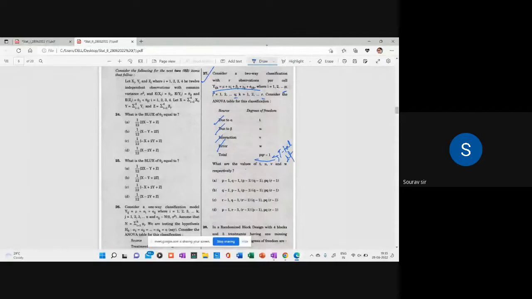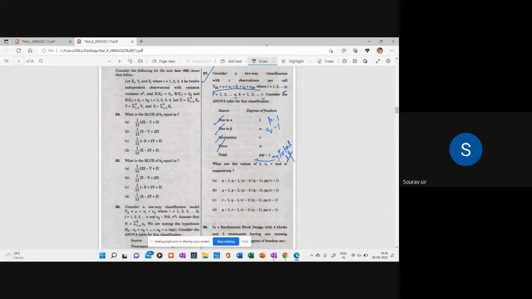Okay, so it's done. Now they are asking for the DF of alpha. We know the DF of alpha is P minus 1. The DF of beta is Q minus 1. And what will be the DF of this error and what will be the DF of this interaction? Okay, so P minus 1, Q minus 1. So they are saying that T, U, V, W, R respectively.